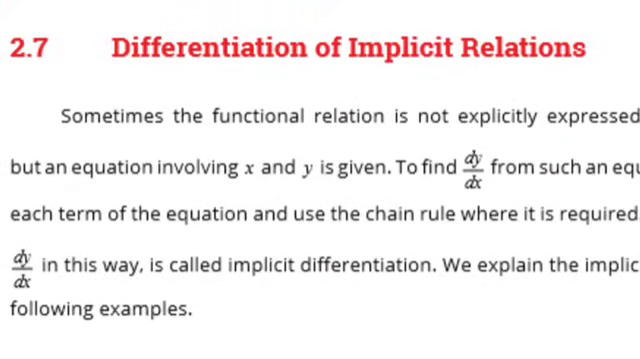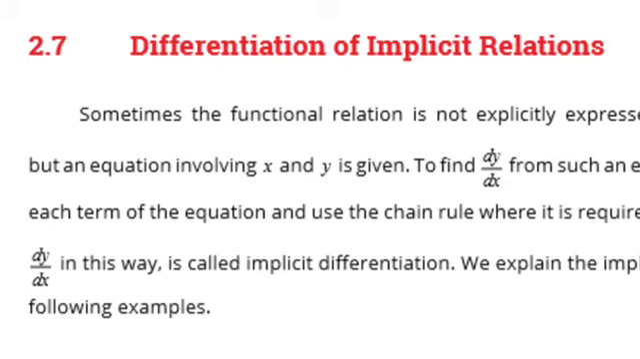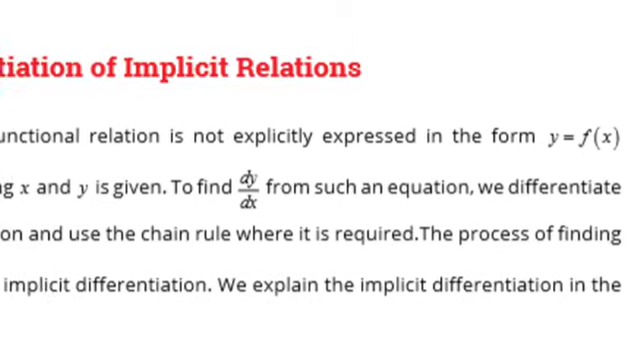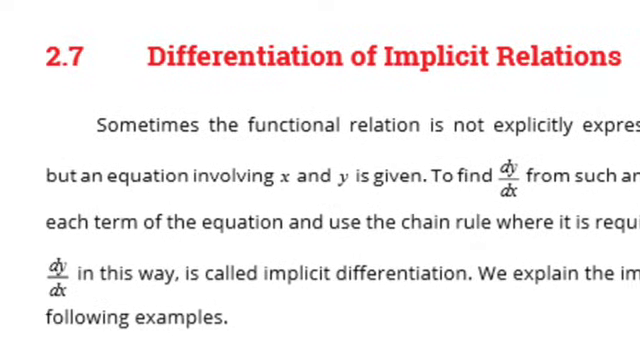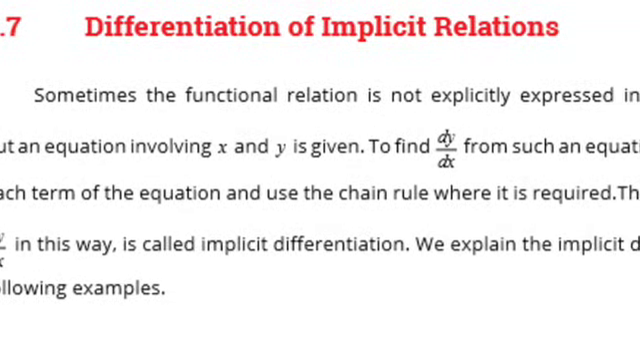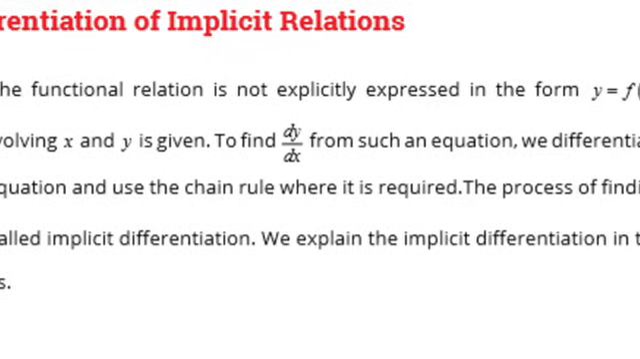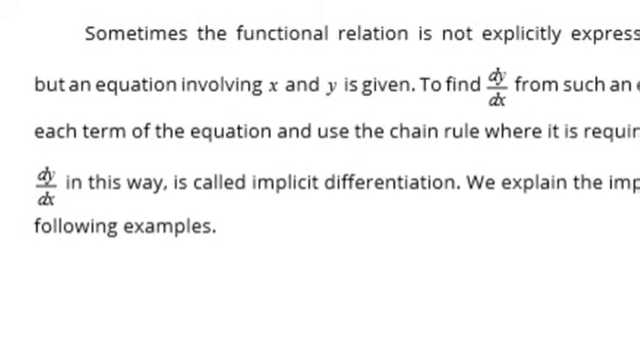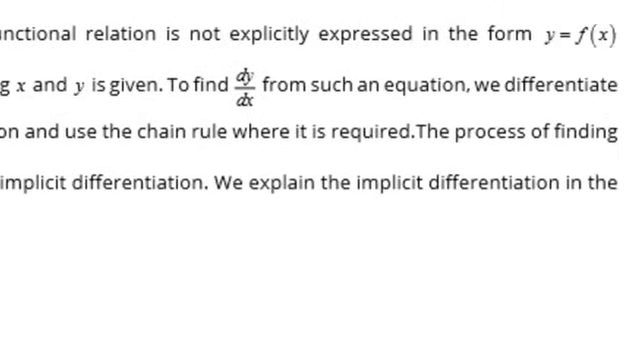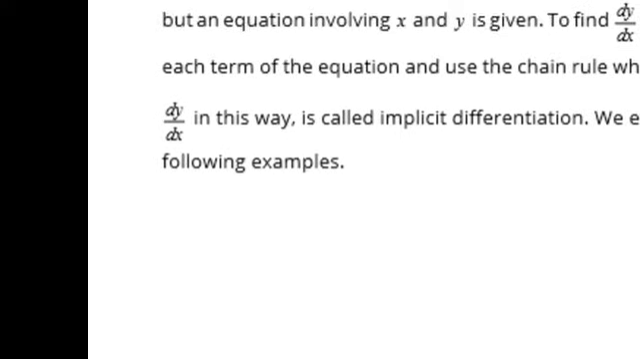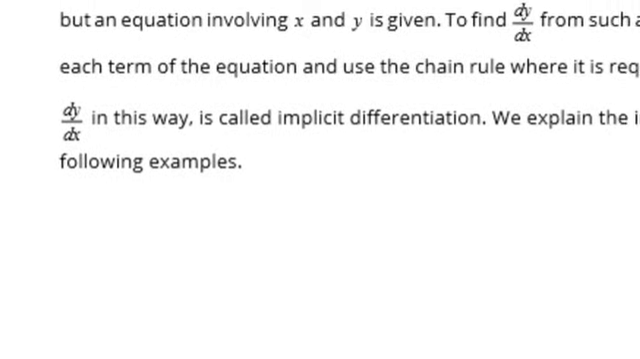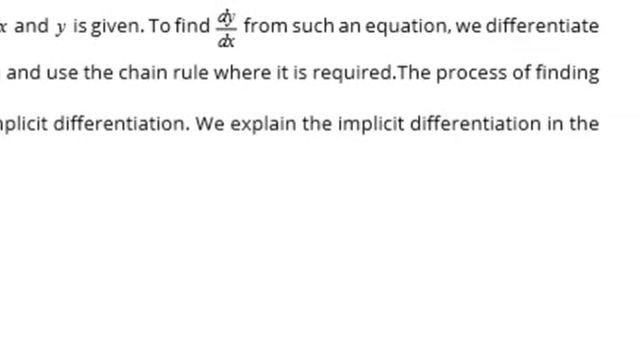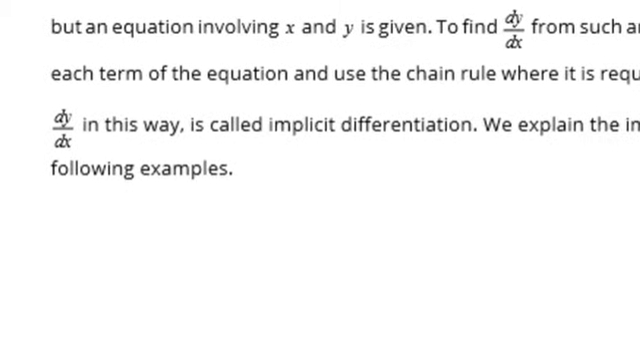Now, differentiation of implicit relations. Sometimes the function relation is not explicit, expressed in the form y equals f of x, but an equation involving x and y is given. To find dy by dx from such an equation, we differentiate each term of the equation and use the chain rule where required. The process of finding dy by dx in this way is called implicit differentiation. We explain implicit differentiation in the following examples.